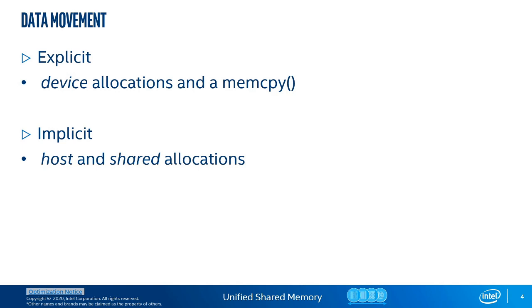Implicit data movement with USM is realized with host and shared allocations. In that case, there is no need to explicitly enqueue the memcpy to move data between host and device. You can simply access pointers inside the kernel, and the required data movement is done automatically. This greatly simplifies porting existing codes to DPC++. Simply replace any malloc or new with the appropriate DPC++ USM allocation function, and everything should just work.